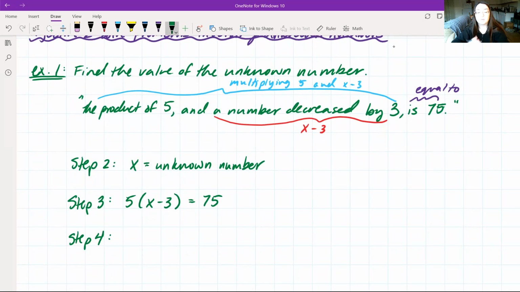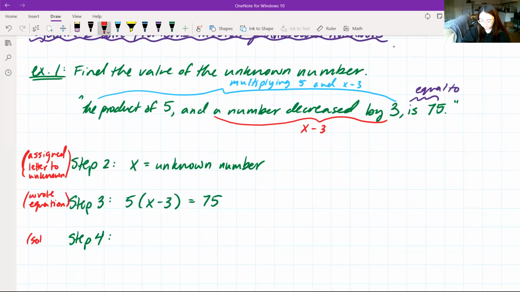we want to solve. So just real quick, step 2, we assigned a letter to the unknown. Step 3, we wrote the equation. Step 4, we're solving. And remember that step 1 was to read.